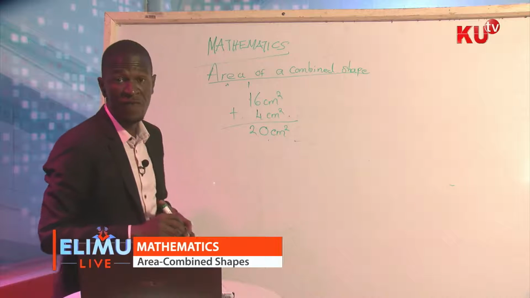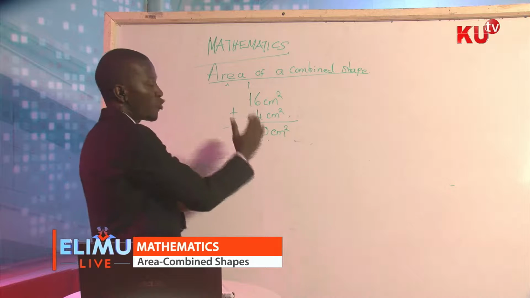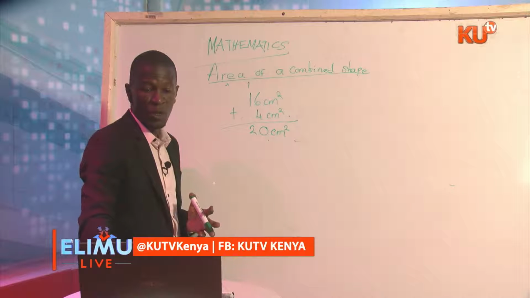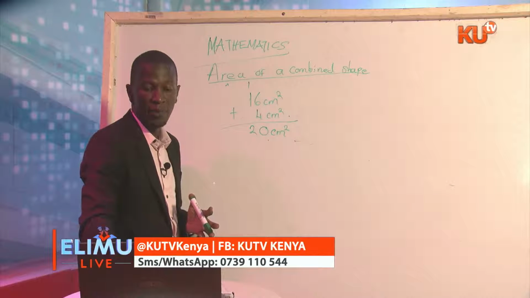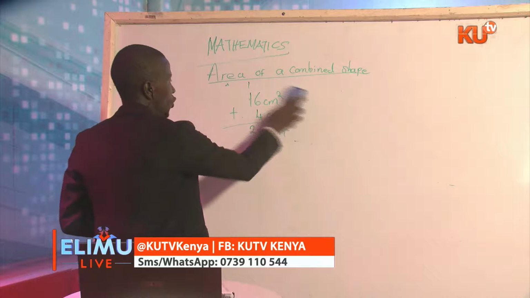Learners, I want to believe you are getting something and you are moving together. So that is how to find the area of that combined shape. We shall look at example 2. Area of combined shape, example 2.